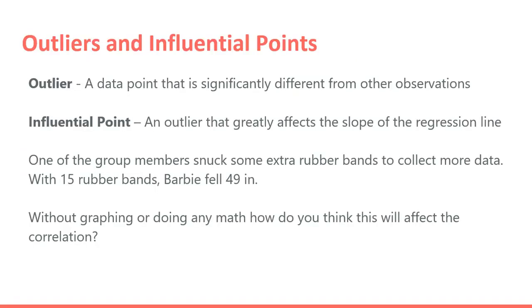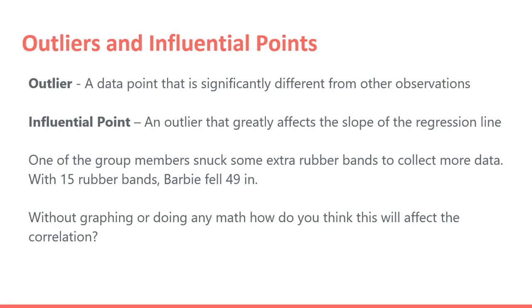Okay, now we're going to look at two things: outliers and influential points. An outlier is any data point that is significantly different from other observations. So it's a lot higher, it's a lot lower, or it doesn't fit the pattern. An outlier is an influential point if it has a large effect on the slope of the regression line.